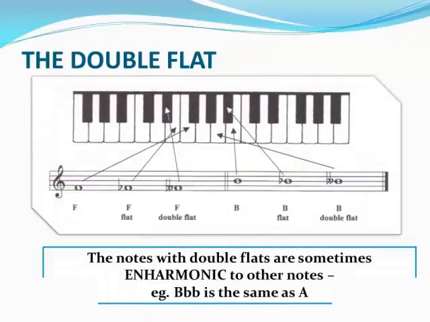Let's look at some double flats here. Our first note is F, which of course we know is on the white key. F flat is the enharmonic twin of E. F double flat is the enharmonic twin of E flat or D sharp. In the next example we have B. B flat is on the black key, no problem. To find B double flat, we need to go down one more semitone. The enharmonic twin of B double flat is A.